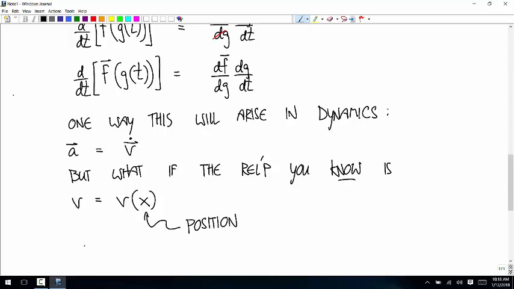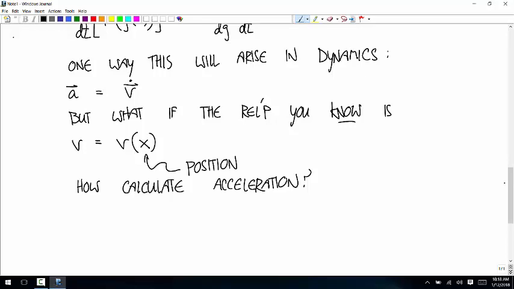So how would you calculate the acceleration? And calculating the acceleration is super important because that's how you relate kinematics to forces through Newton's second law. Well, you can't just say acceleration is equal to v prime. That's not true. Acceleration isn't the derivative of v with respect to x. It's the derivative of v with respect to t.